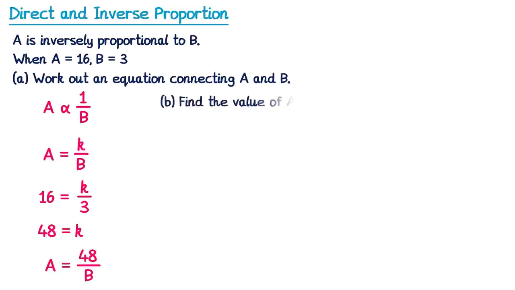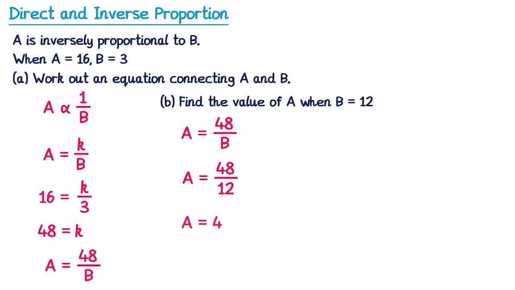Now for a follow-up question, find the value of a when b is equal to 12. So we just take the equation from the previous part, and we substitute in the value of b for 12. So a is equal to 48 over 12, and 48 divided by 12 is just 4. So a is equal to 4.